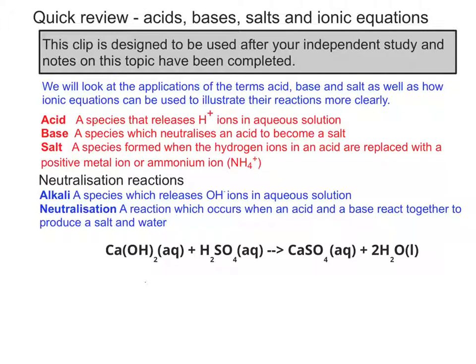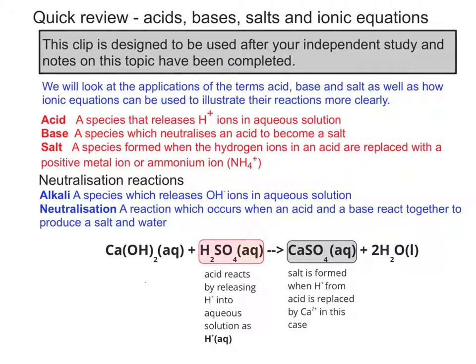So it's important not to forget during neutralisation that if the acid is reacting and behaving as an acid, it's releasing H+ ions. A salt is being formed when those hydrogen ions in that acid are being replaced. You have to think about where those hydrogen ions go. They end up as water. So it's important to remember that as well. So if we take a random example, such as calcium hydroxide reacting with H2SO4, look at what role the Ca(OH)2 plays.